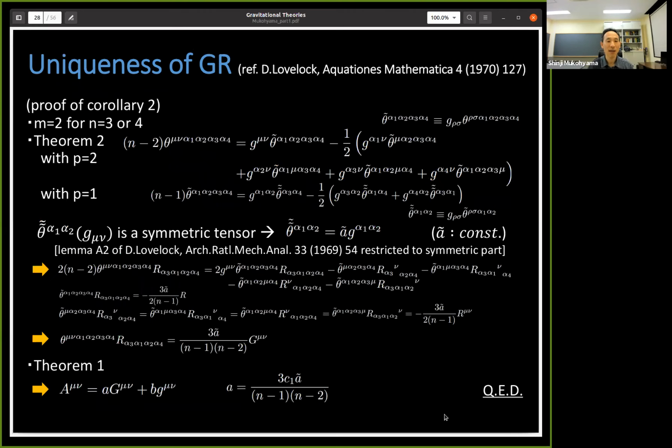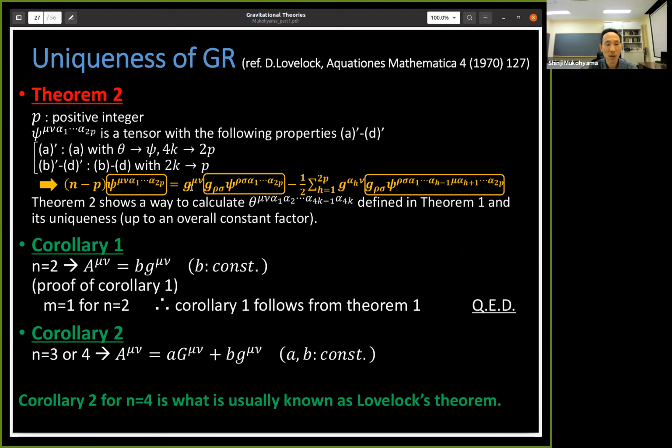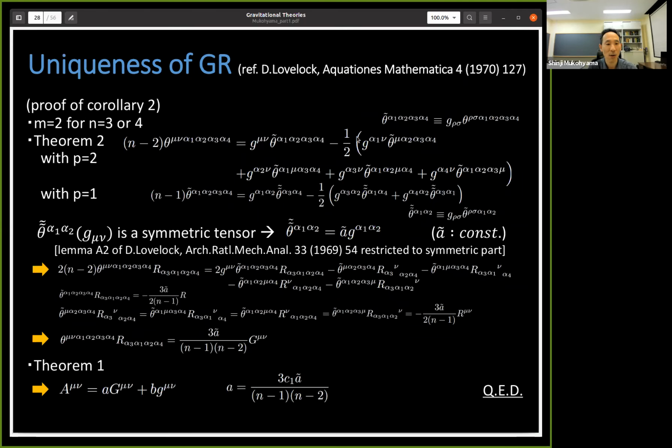And this is a proof of corollary 2. As I said, if n is 3 or 4, then m is 2. We have just one term because the upper limit of the sum is m minus 1. Then let's consider theorem 2 with p equal 2. This tells us how to construct the p equal 2 tensor from the p equal 1 tensor. But we still have to compute the p equal 1 tensor.